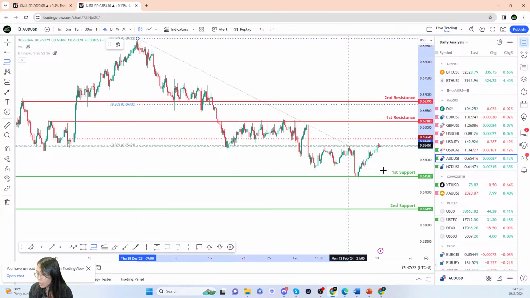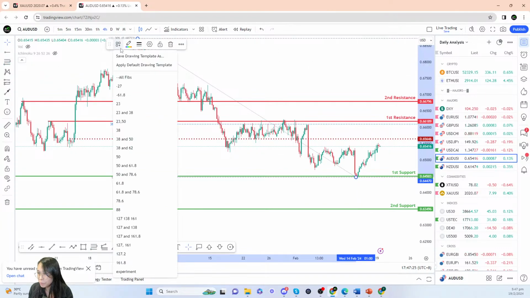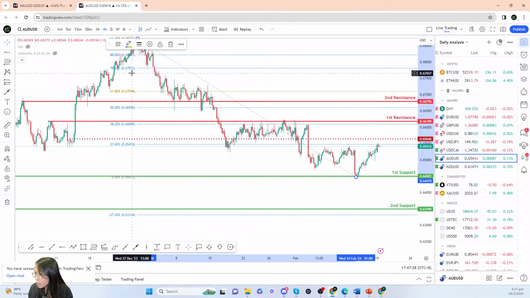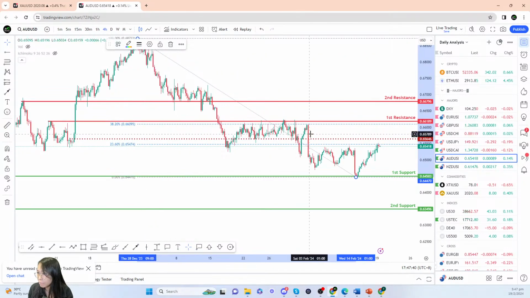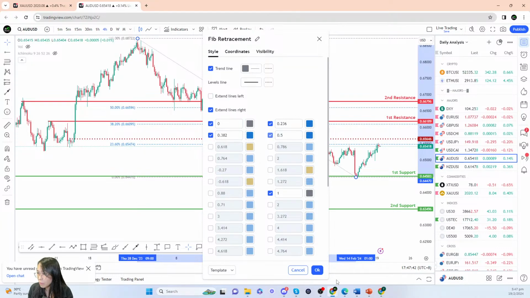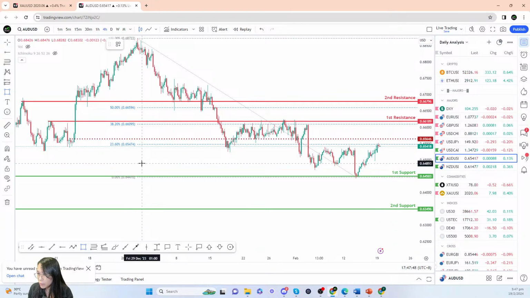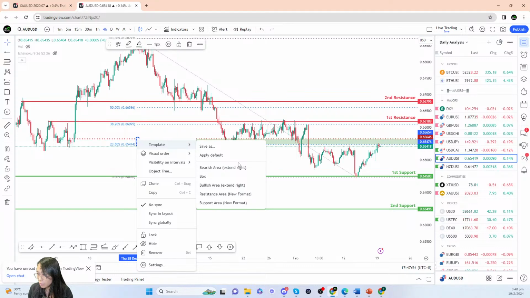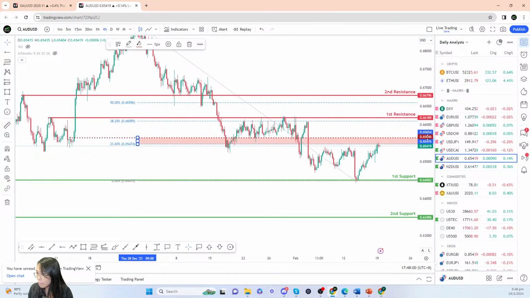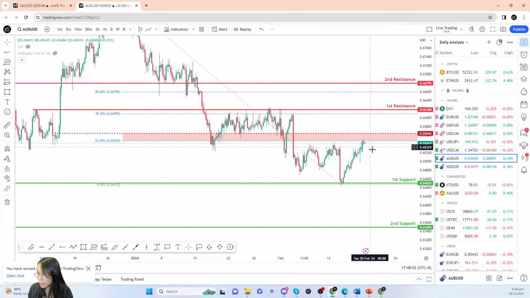Now I need to draw a Fibonacci retracement. I do have 23, 38, and also 50. The 23% aligns with my immediate resistance. Currently the price is trying to break the immediate resistance level, trying to break the area.